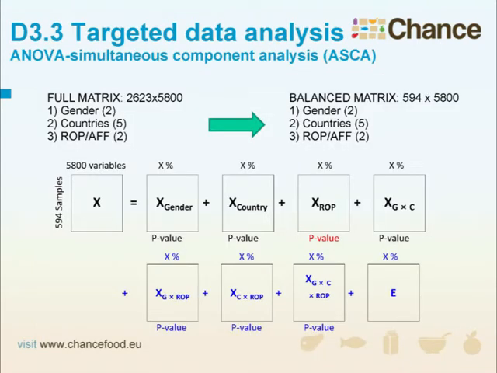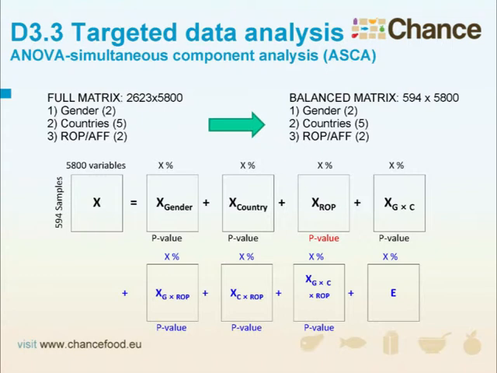Recently, we have also tried to apply some new methods which were not around when we originally designed the project. There's something called ANOVA Simultaneous Component Analysis, ASCA, which is a very efficient tool for balanced data sets. Unfortunately, our data set is not balanced at all. We have one recruitment site which was only female. We have other recruitment sites which have more ROP and affluent and so forth.